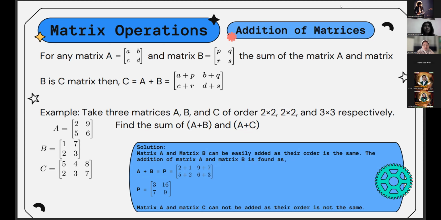The solution is that matrix A and matrix B can be easily added as their order is the same. The addition of matrix A and matrix B is found as P equals 2 plus 1, 9 plus 7, 5 plus 2, 6 plus 3, and the answer is P equals 3, 16, 7, 9. So matrix A and matrix C cannot be added because they are of different order.